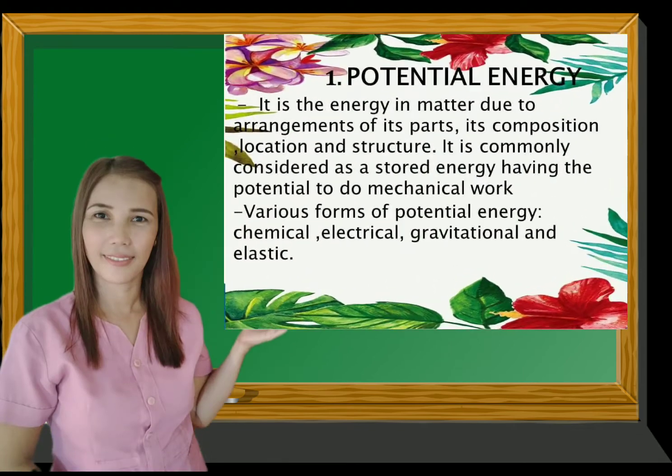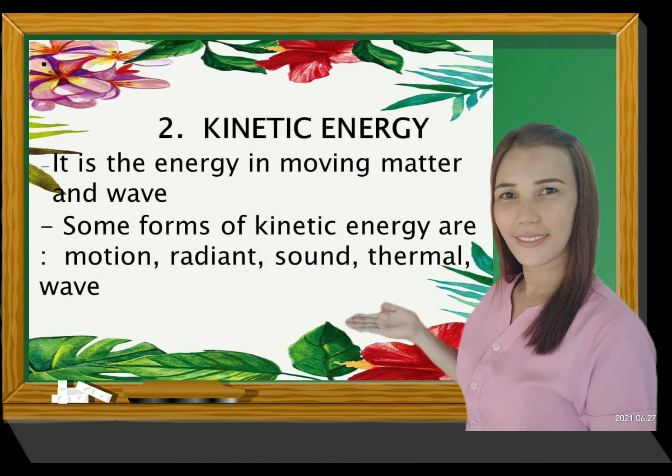1. Potential energy. It is the energy in matter due to arrangement of its parts, its composition, location, and structure. It is commonly considered as stored energy, having the potential to do mechanical work. The various forms of potential energy are chemical, electrical, gravitational, and elastic. 2. Kinetic energy. It is the energy in moving matter and waves. Some forms of kinetic energy are the following: motion, radiant, sound, thermal, and wave.